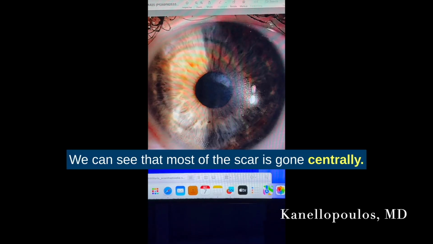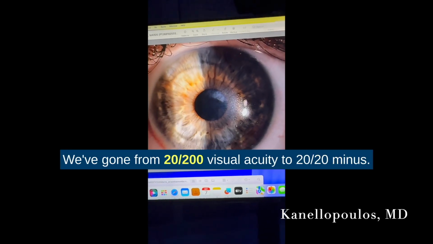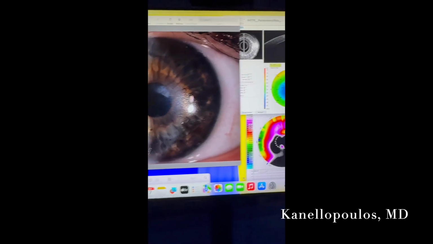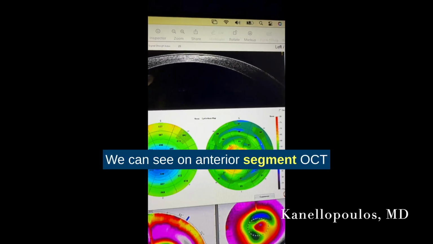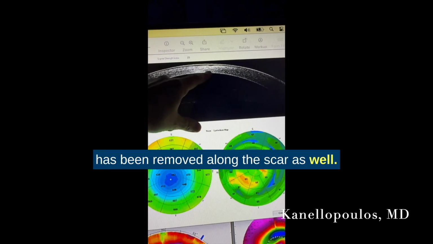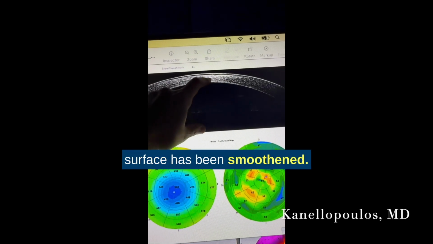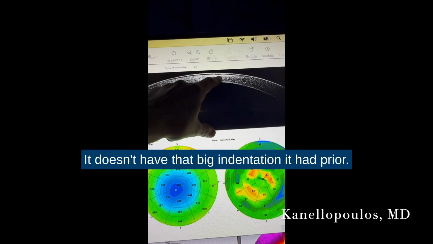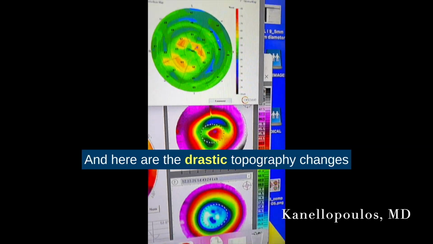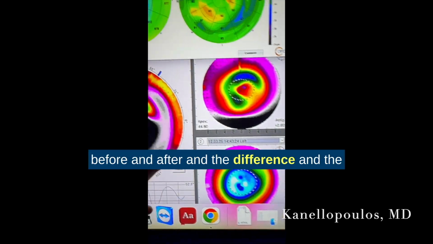A year later, we can see that most of the scar is gone centrally. We've gone from 20/200 visual acuity to 20/20 minus. We can see on anterior segment CT that indeed most of the scar, the anterior stroma, has been removed, and along the scar as well, but also the anterior stromal surface has been smoothened. It doesn't have that big indentation it had prior. The epithelium is relatively normal, and here are the drastic topography changes before and after, and the difference.